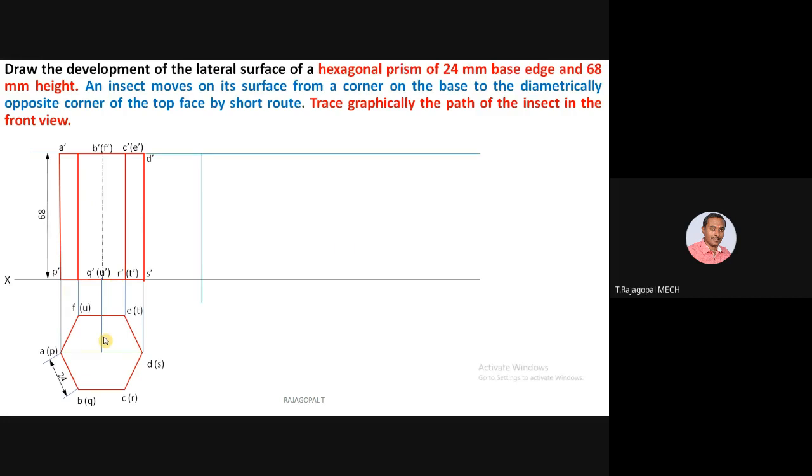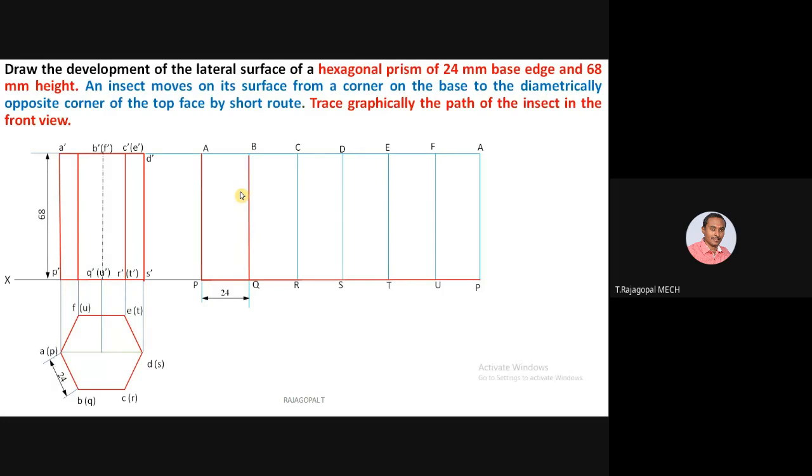And one more peculiarity in this question: you have to first complete your development, then only you can trace the shortest route in the front view. So as usual, for the hexagonal prism you can complete 24 into 6 sides, the same as you did in the hexagonal prism or pentagonal prism. After that, I said here there is no removed and remaining portion. You can change everything into thick lines.